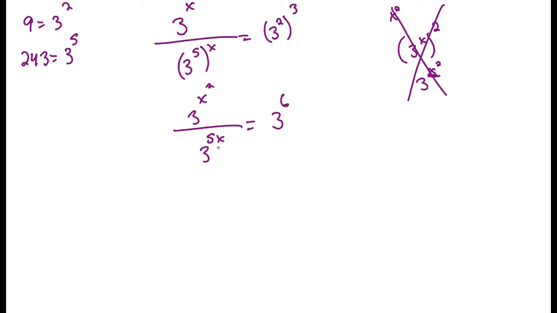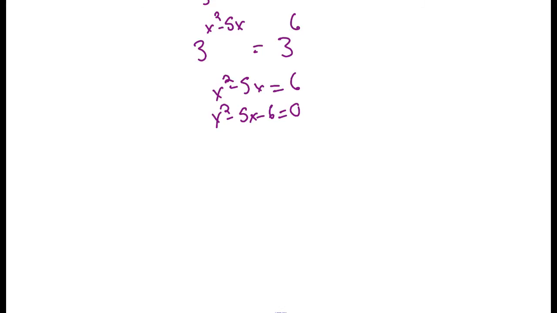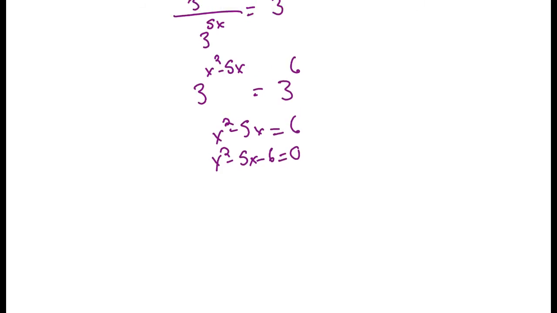I have division between two things with the same base, so that means I can subtract the exponents. And look, I have common bases now, so I need to solve x squared minus 5x equals 6. That's a quadratic. Hopefully I'm going to set it equal to 0 and use the zero product property. If I can't factor it, I'm going to have to use the quadratic formula. Luckily, we can factor this.